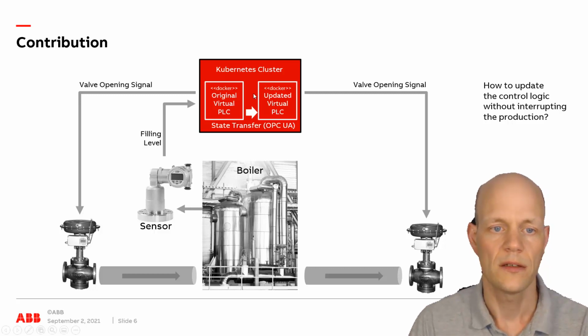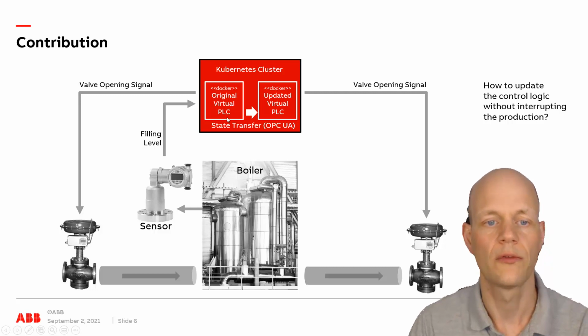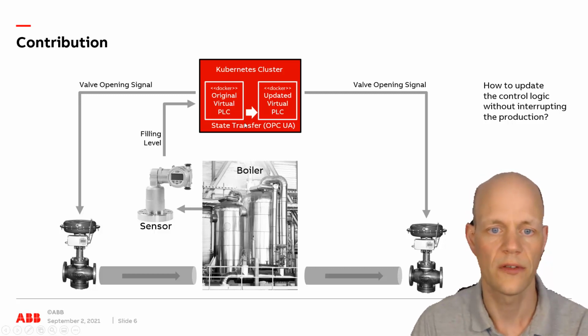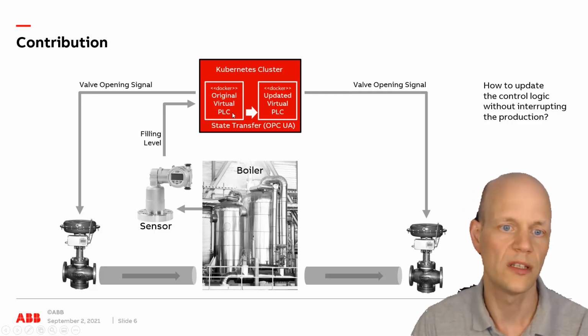And then we connect the updated engine also to the input signals. And then we do a state transfer, because we need to put the intermediate values from the control algorithms into this updated engine, a state transfer, and we do that via OPC UA, which is a communication protocol on top of TCP/IP. And by that we can also transfer the state between different nodes. And then we switch over the sending of the output signals from the old engine to the new engine, and then we can deactivate the old engine.